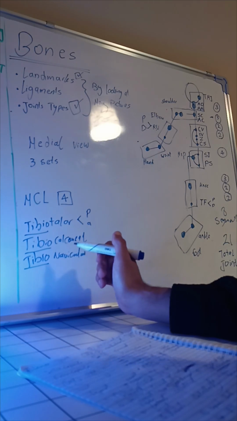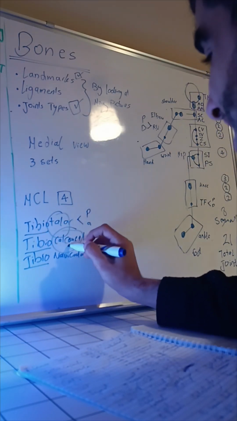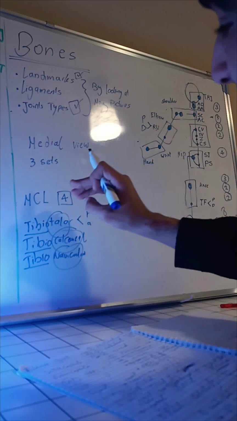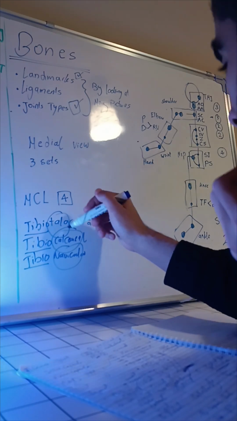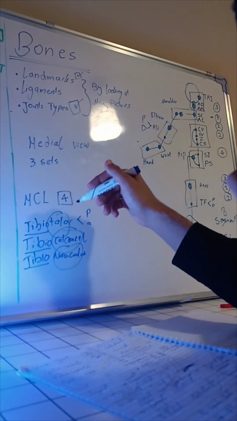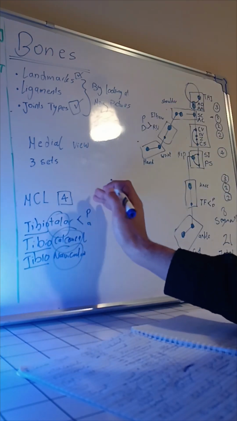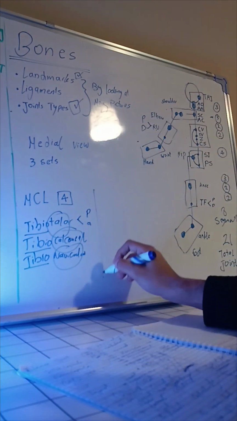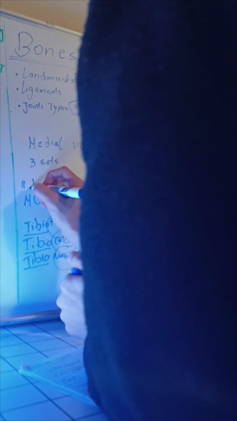Okay, so the tibia connects with 3 bones: the talus, the calcaneus, and the navicular, as we said. Because the talus has these bones nearby, that's why it makes these 4 ligaments, the medial collateral ligament. Another name for the medial collateral ligament is the deltoid ligament.